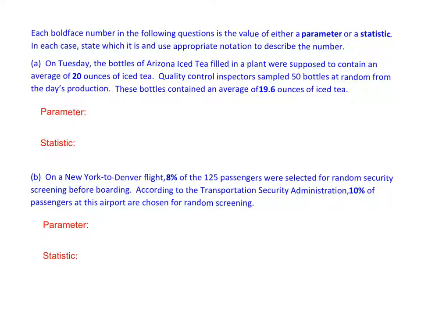In our iced tea example, sometimes we don't exactly know what the parameters are, but here we know. You can think of it this way: if we have a number that we know we're aiming for, right? The bottle should have 20 ounces. Our quality control tells us from that sample we got an average of 19.6.